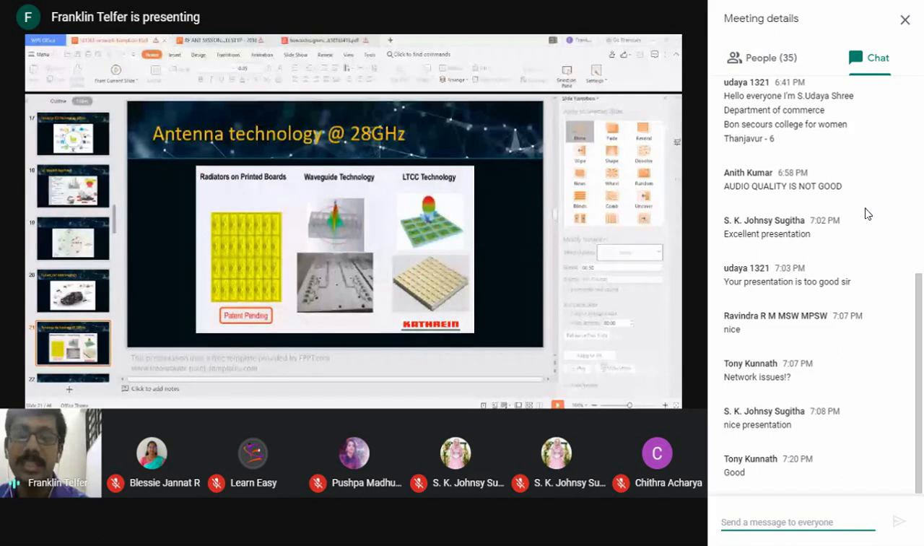I think we haven't seen this in our society, but it is in process. In developed nations, we can see this kind of antenna fully engulfed in your body, giving you full real-time data.